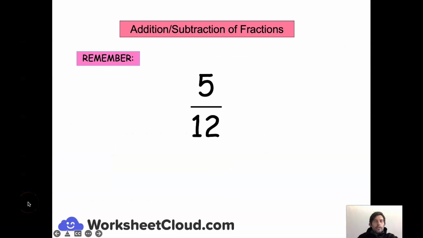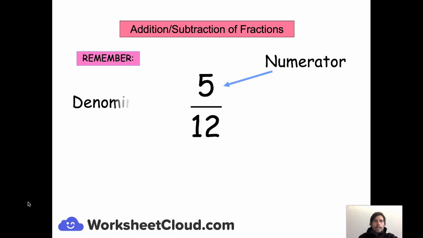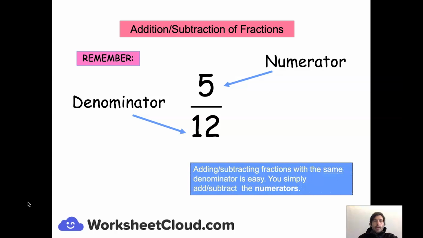Okay, so just as a little reminder, and I'm sure you don't need it, but remember the top number in a fraction is a numerator, and the bottom number in the fraction is a denominator. So from here on in, I'll be referring to numbers as numerators and denominators. And also remember, and this is a golden rule for adding and subtracting fractions, you can only add and subtract fractions if their denominators are exactly the same. Okay?